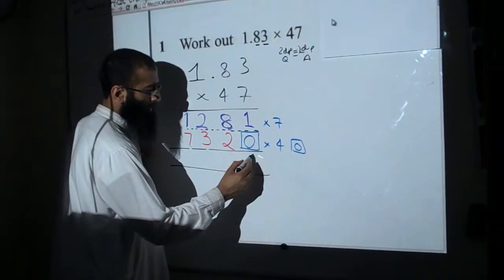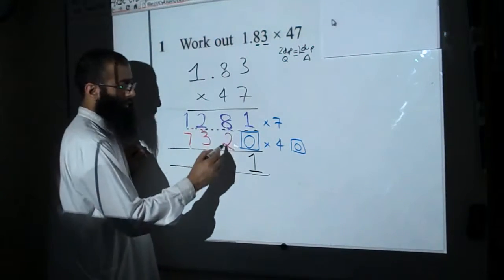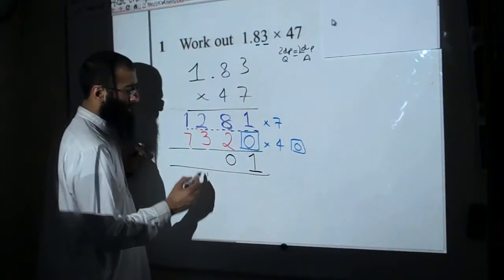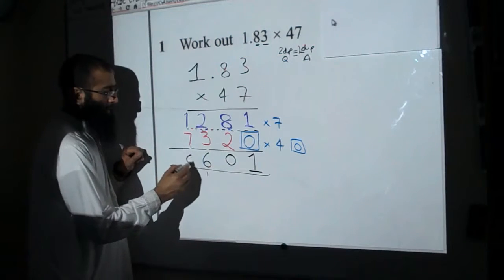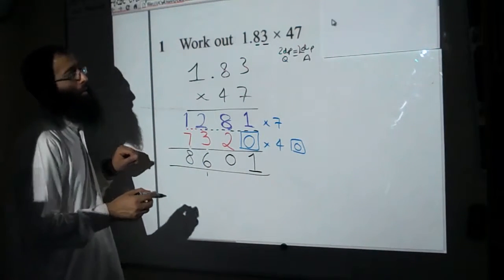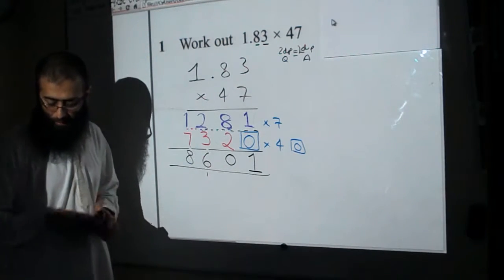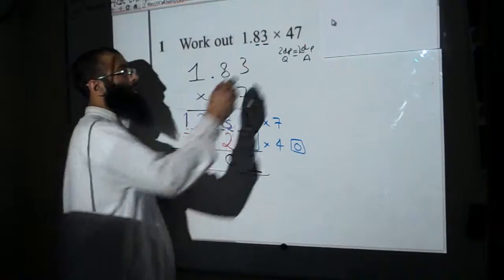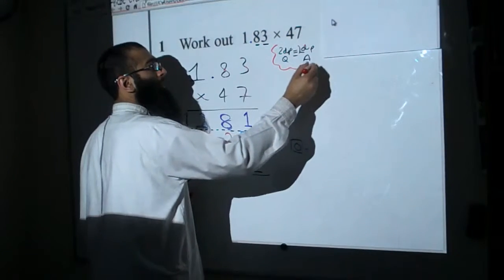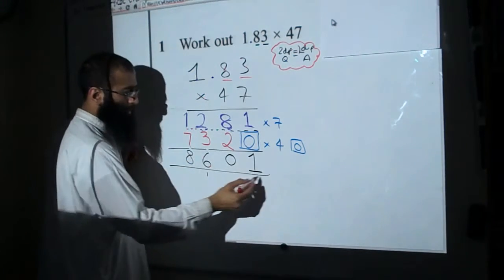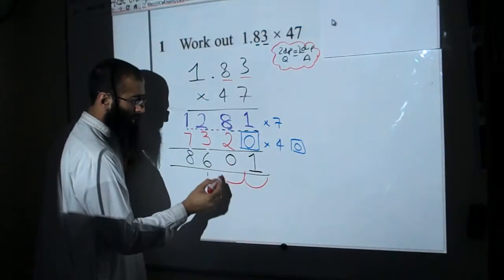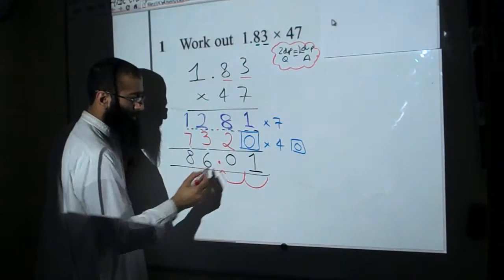1 add nothing is 1. 8 add 2 is 10. 2 add 3 is 5 and 1 is 6. 1 add 7 is 8. Now, as we made our statement at the beginning of the question, we said that we had 2 decimal places altogether in the question. So we will have 2 decimal places in the answer.